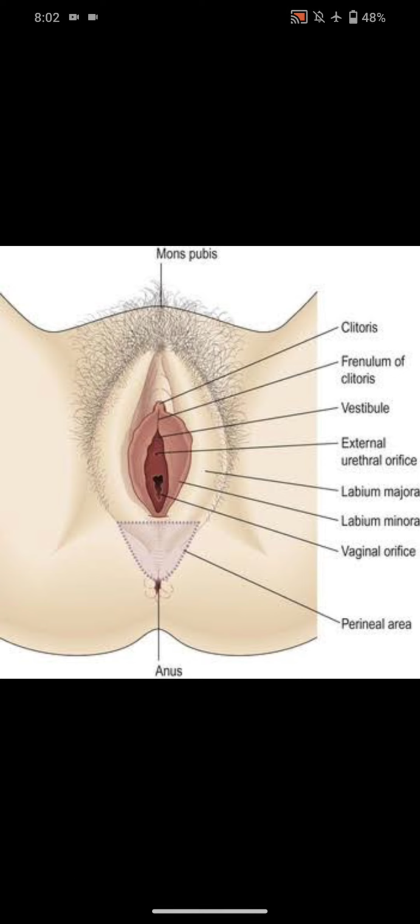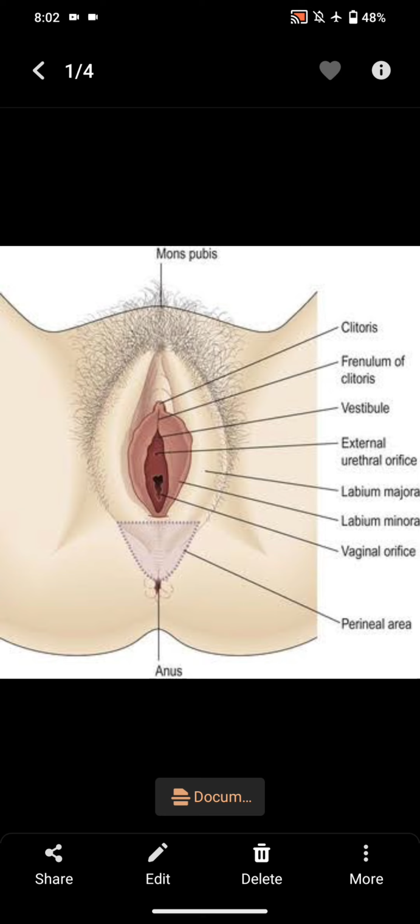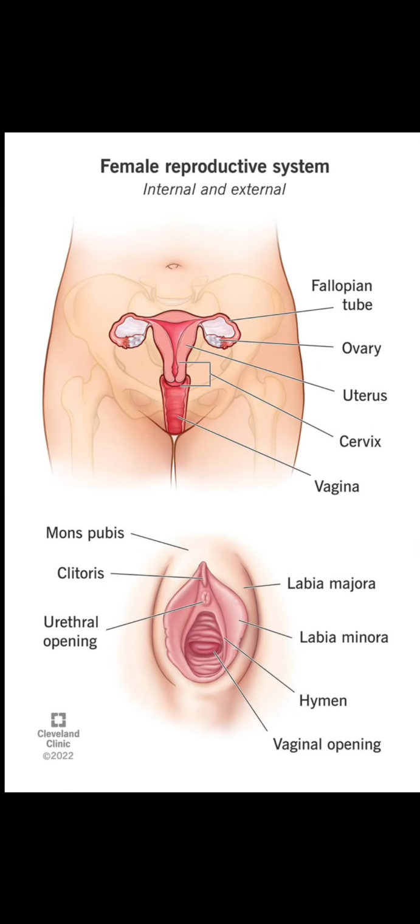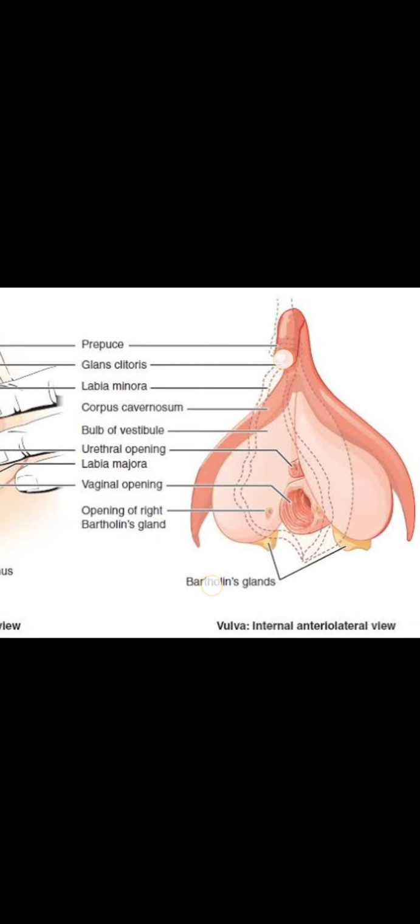Next is clitoris. This top part is called clitoris. It gives sexual pleasure. It is cylindrical in shape and its length is 1.5 to 2 centimeters. And the last part is vestibule. Vestibule is this pink colored triangular part.